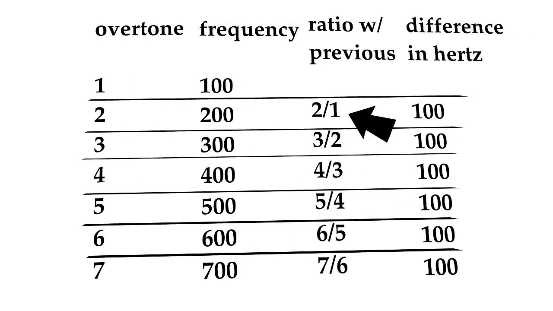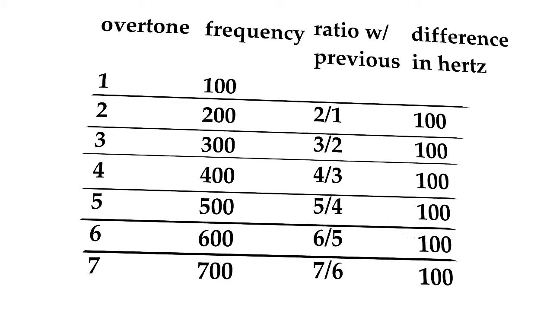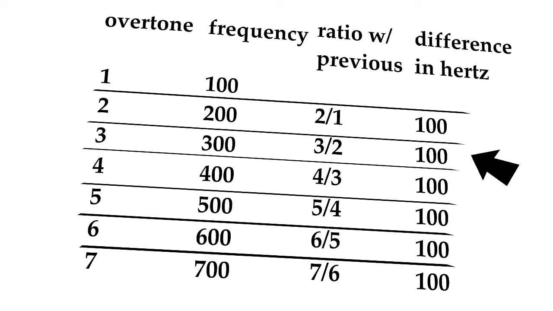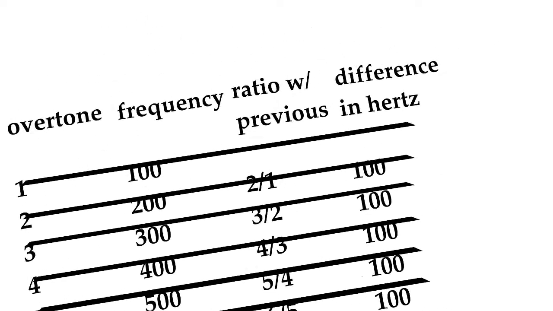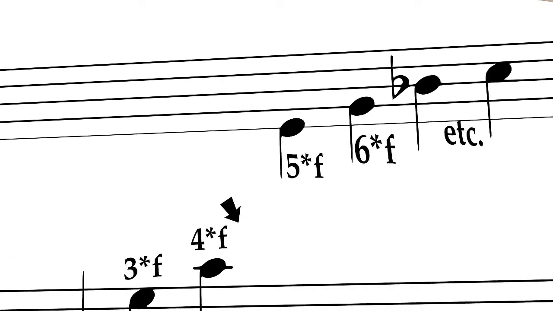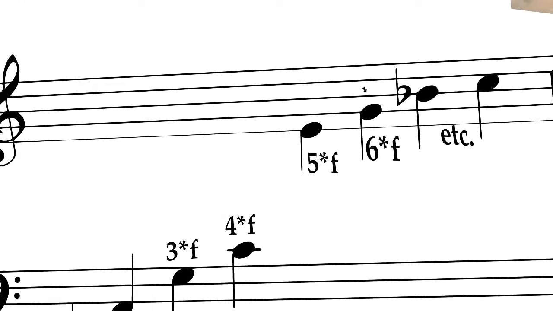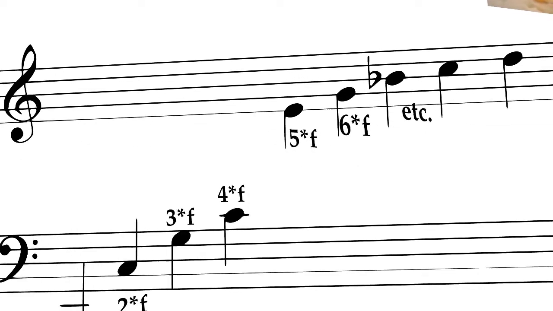This means that the ratio between two adjacent overtones gets smaller and smaller as we climb up the series, even though the numerical difference between the frequencies is always the same. We don't have to climb the series very high though to find a full major chord. In fact, the 4th, 5th and 6th overtones give us just that, and together they sound like this.